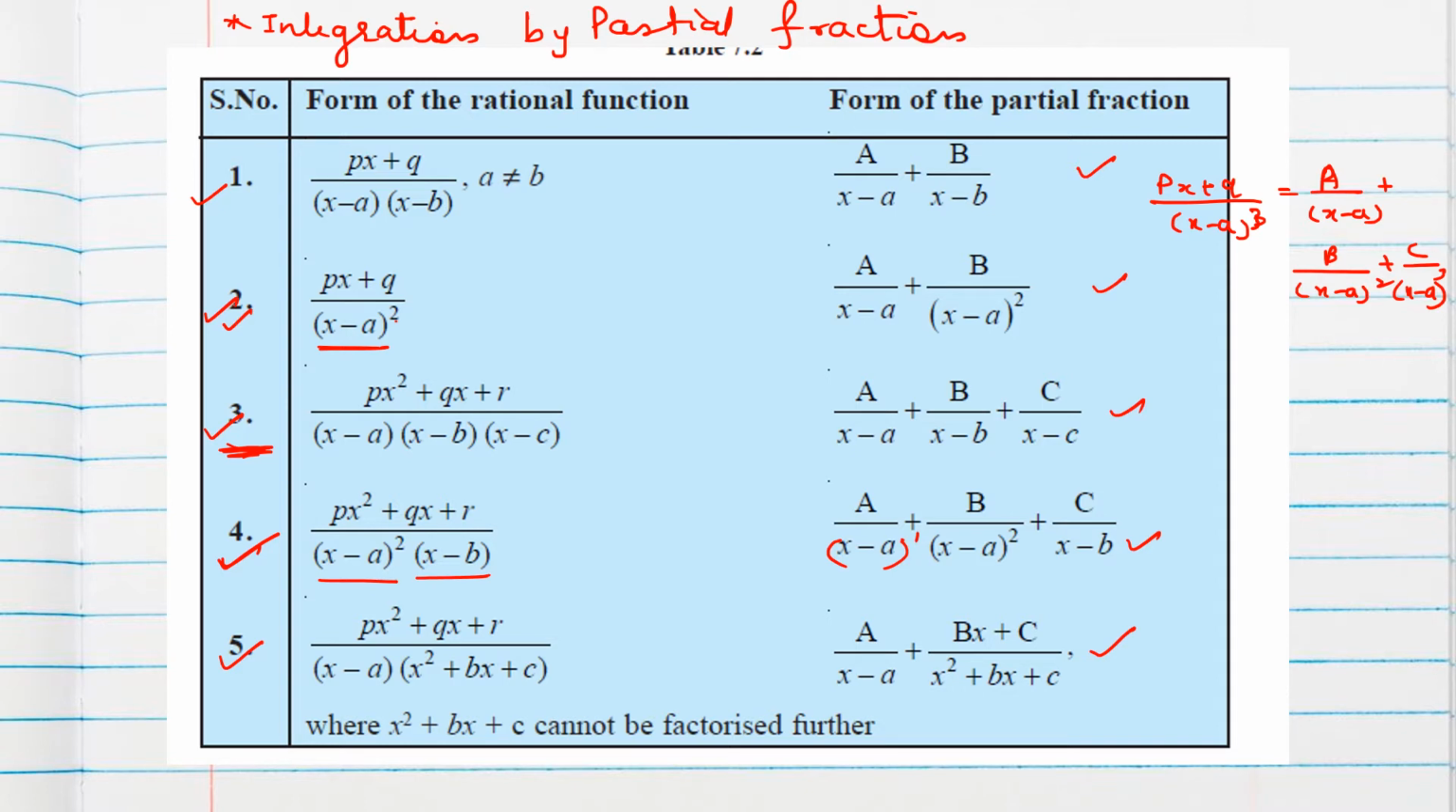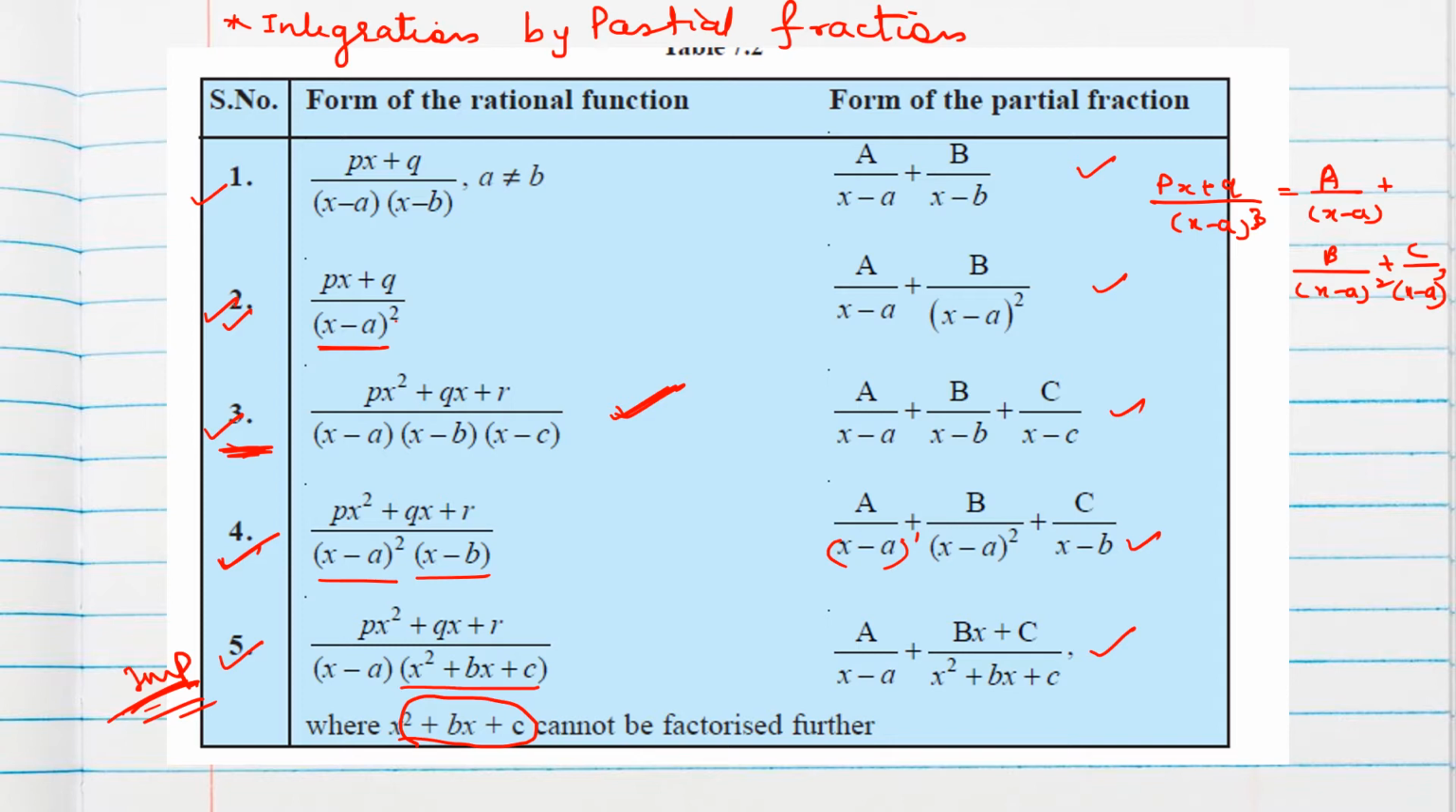Okay, the fifth one is important. Mostly questions are asked using this form of partial fraction, where one bracket is a linear factor and in the other bracket, here you can see, we cannot factorize further. Okay, that means we cannot get two brackets. In that case, if we get two brackets, we'll jump to the third one, isn't it? Three brackets we can get. So A by the first bracket, B by the second, C by the third.